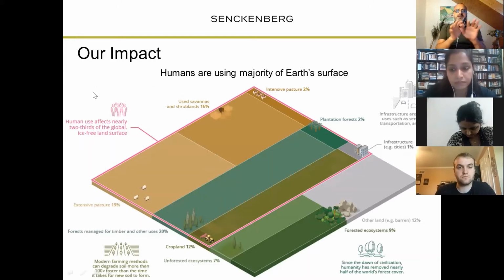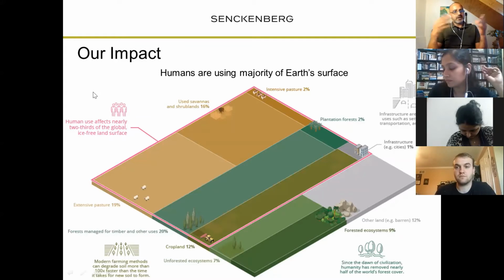So this is how we are using the whole surface of our Earth. We see that humans are using about two-thirds of the global ice-free land surface for extensive pasturing. They are using it for intensive agriculture practices. They are using it for infrastructure development, which can be roads, cities, urban or associated infrastructures, any road links, motorways and stuff like that.